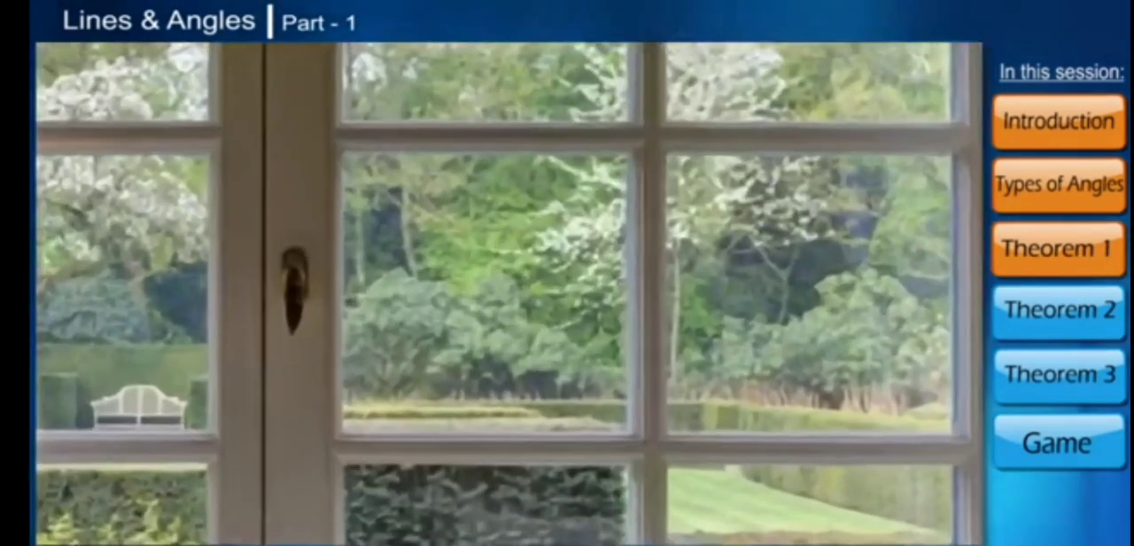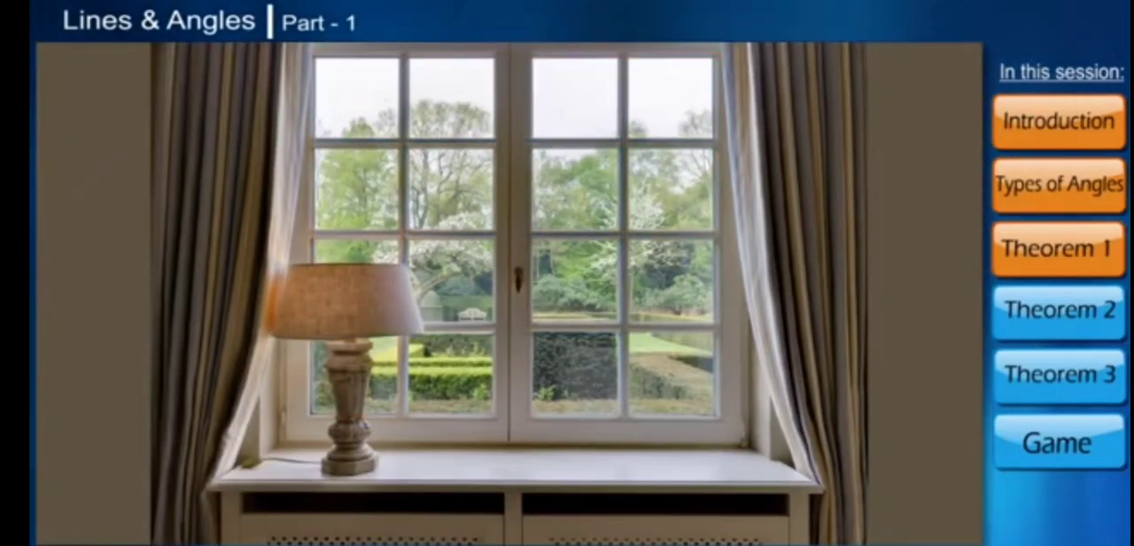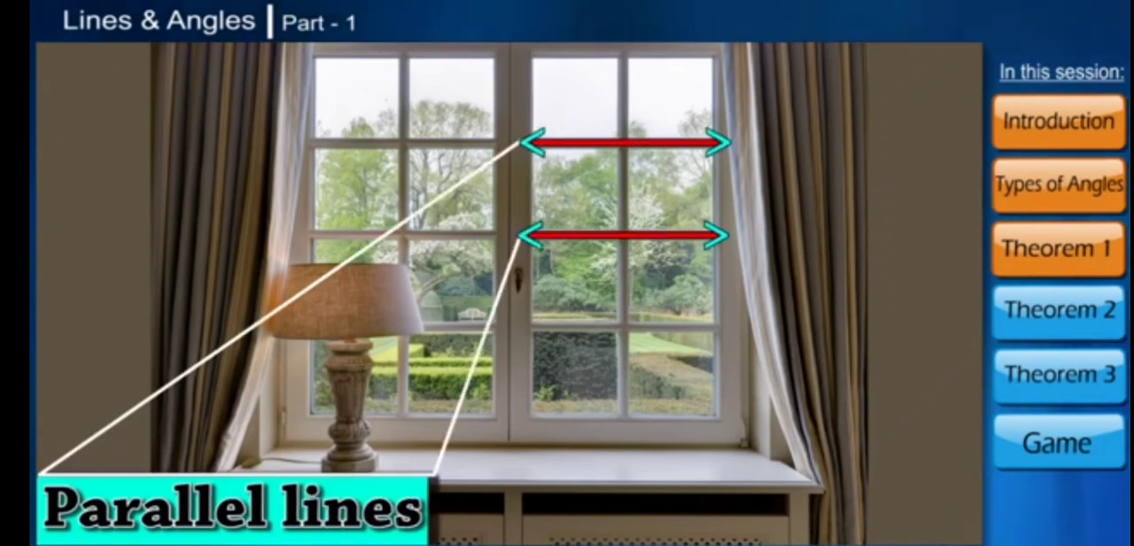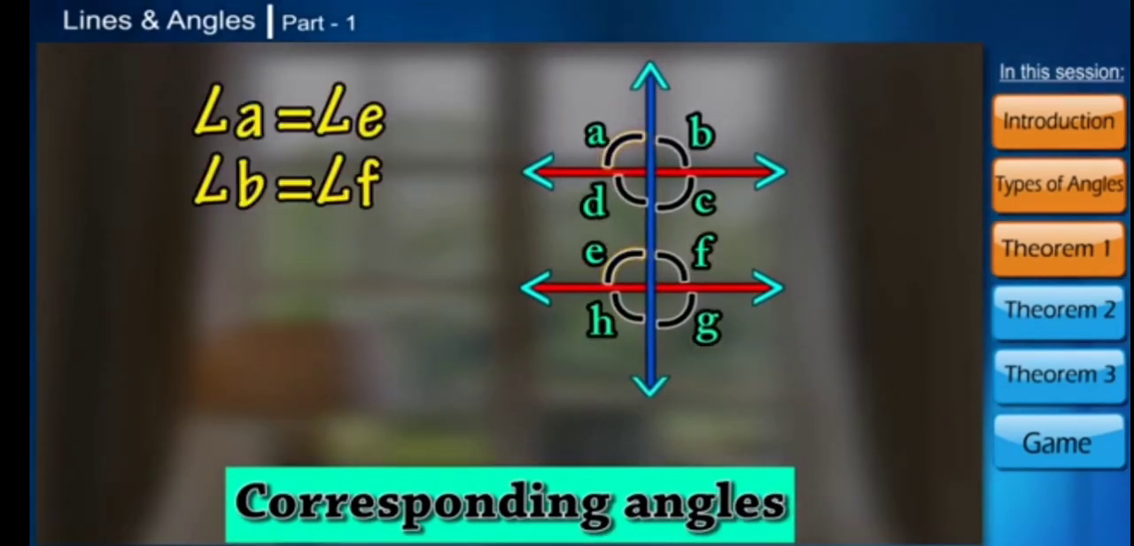Now, for instance, let's look outside the window. Oh wait, why don't we look at the window only? Here also, we can see that there are 2 parallel lines and a transversal passing through the parallel lines. So now what do you think? What happens to the angles formed? Here, all the pairs of corresponding angles will be equal to each other.